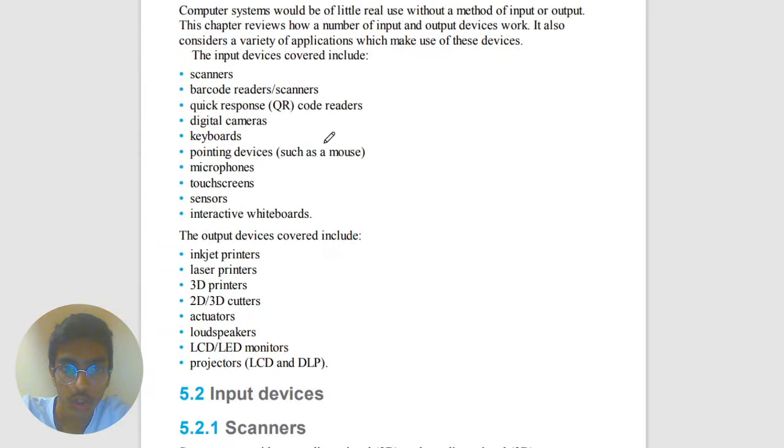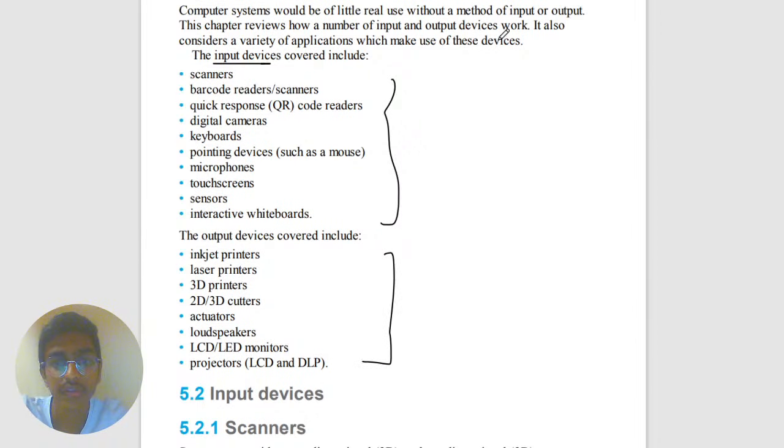So now, here are the input devices you need to know, and these are the output devices you need to know. We're going to look at each of them step by step. The input devices are scanners, barcode readers, quick response codes, digital cameras, keyboards, pointing devices, microphones, touch screens, sensors, and interactive whiteboards. Then we have inkjet printers, laser printers, 3D printers, 2D and 3D cutters, actuators, loudspeakers, LCD, LED, and projectors.